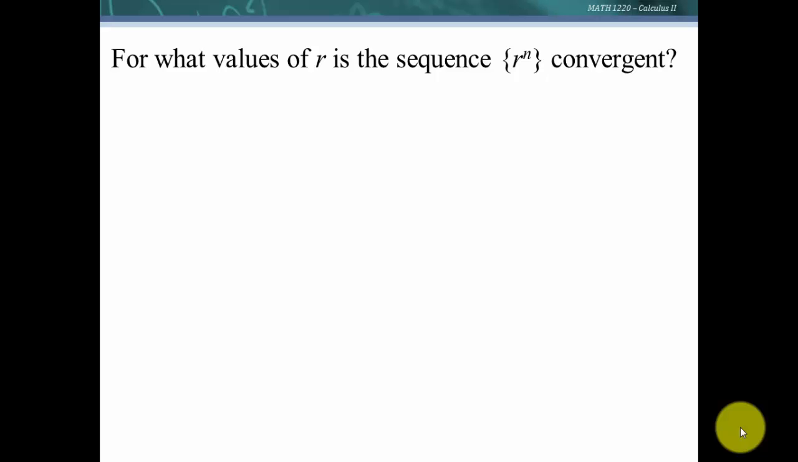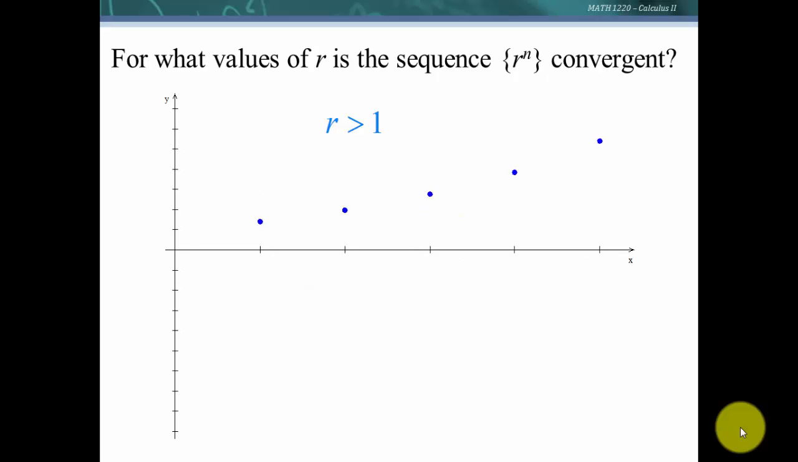So for what values of r is the sequence r to the n convergent? Well, let's consider some different values and see. What if r is greater than 1? So 2 to the n or 3 to the n. We can see as n increases in integer values that we're going to be multiplying this number greater than 1 together, and it's going to become larger and larger. So this is going to be divergent.